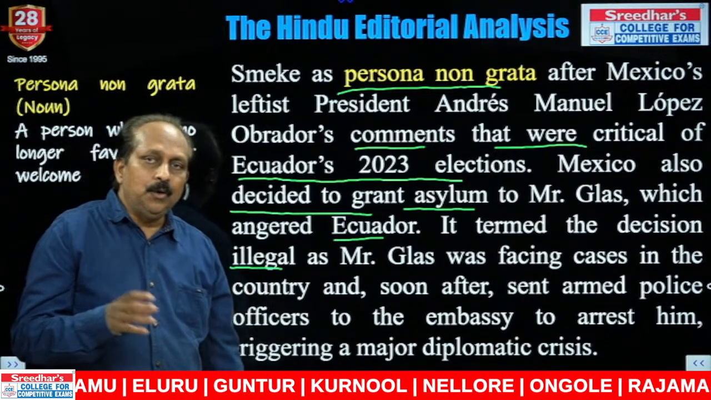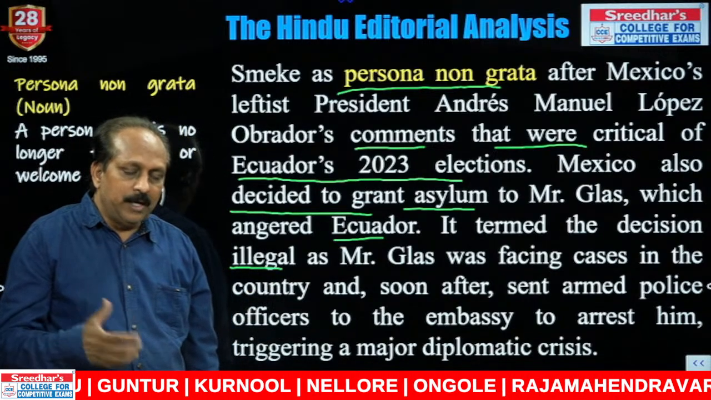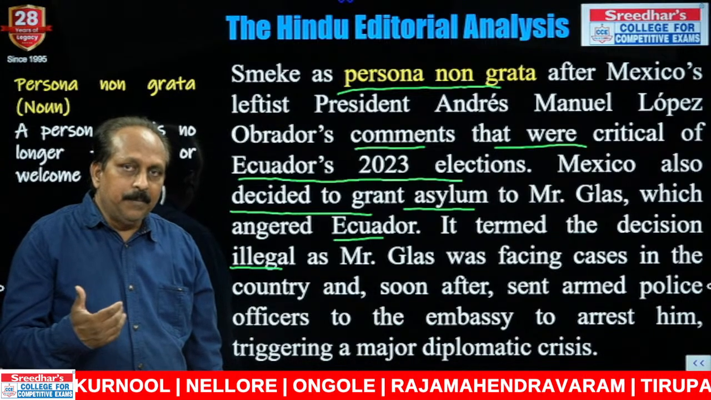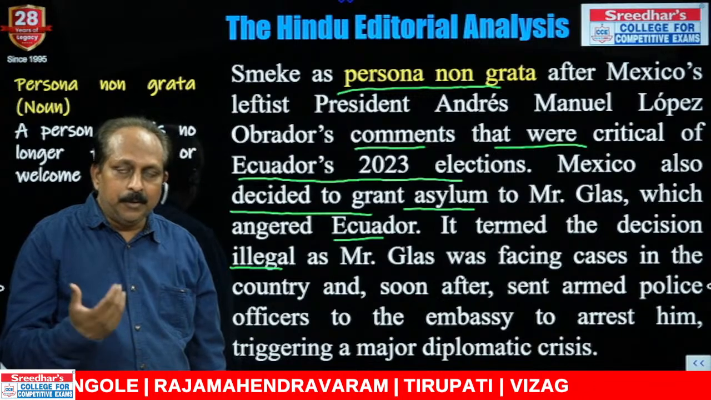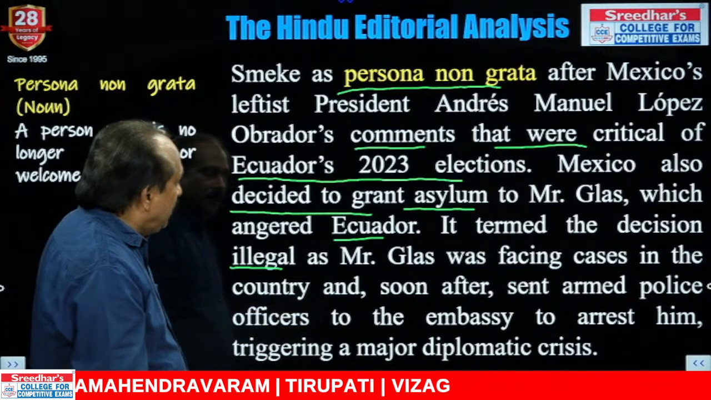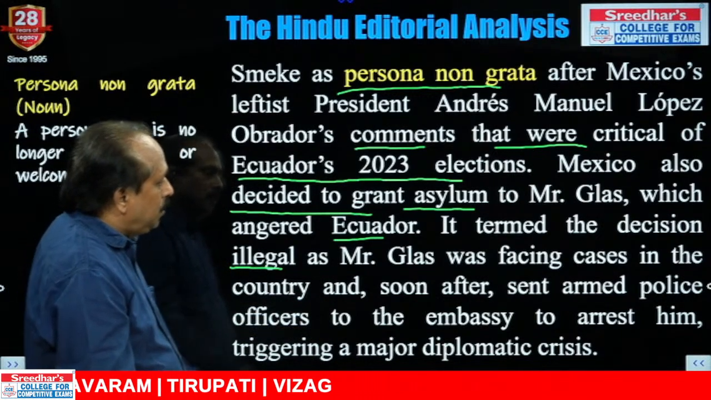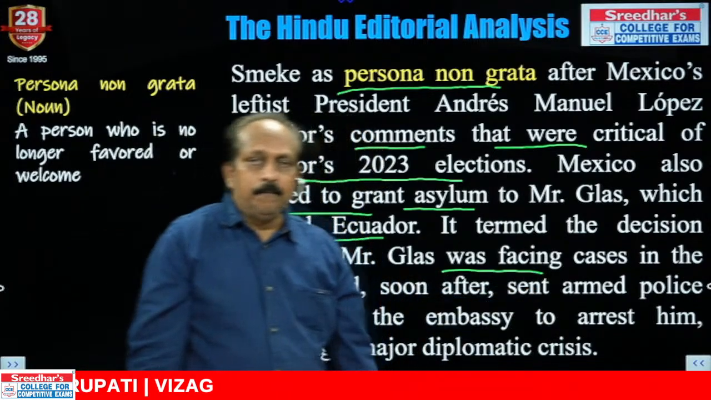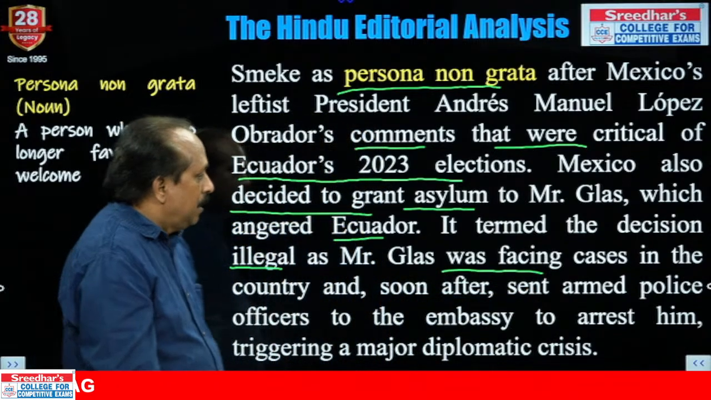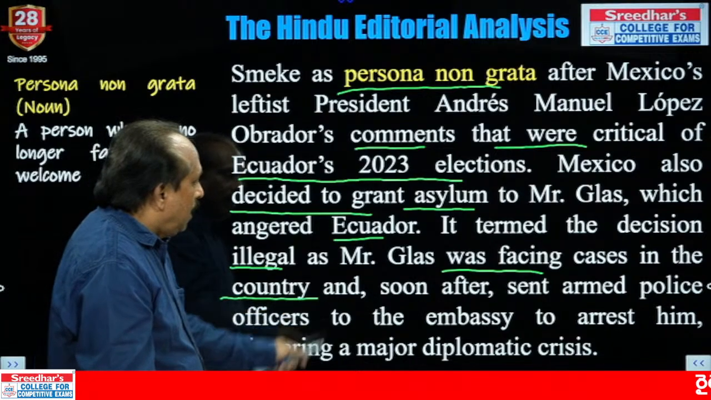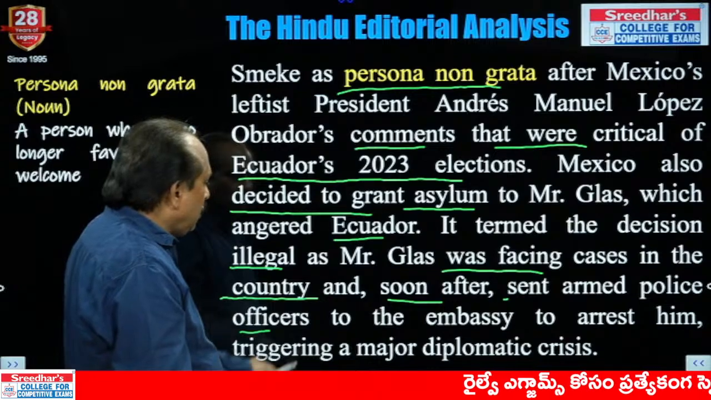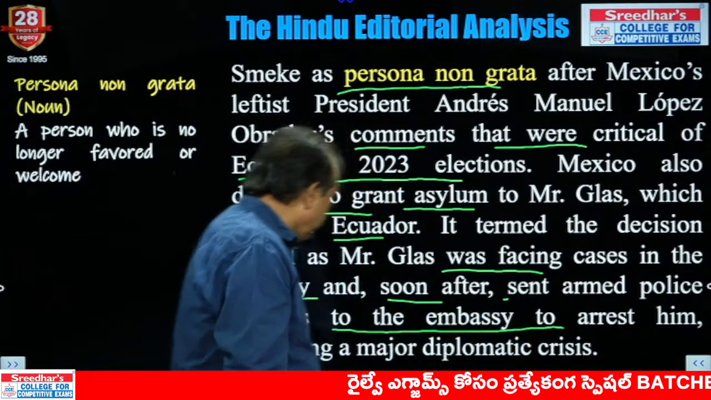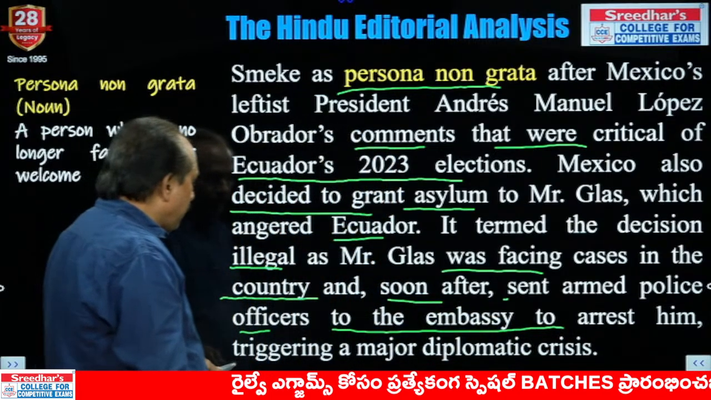Providing shelter to a person who has been facing or who has been convicted, definitely not legal, and this was made clear by the Ecuador government. It termed the decision illegal as Mr. Glass was facing cases in the country, and soon after sent armed police officers to the embassy to arrest him, triggering a major diplomatic crisis.